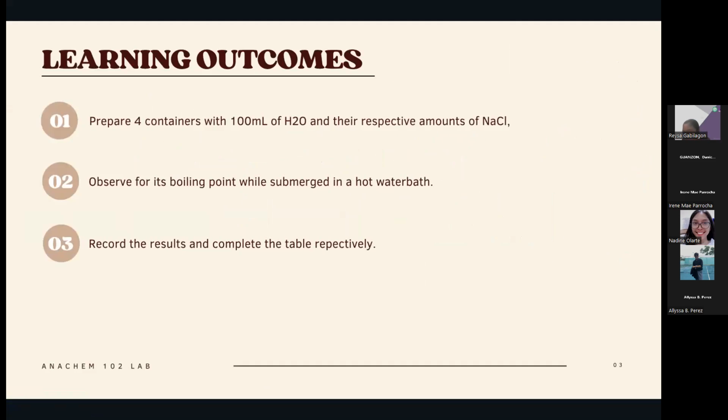For this activity or experiment, we have three objectives. First, we have to prepare four containers with 100 ml of water and the respective amounts of sodium chloride. Second, observe its boiling point while submerged in a hot water bath. And lastly, record the results and complete the table respectively.